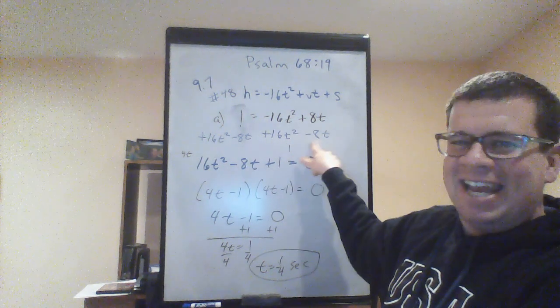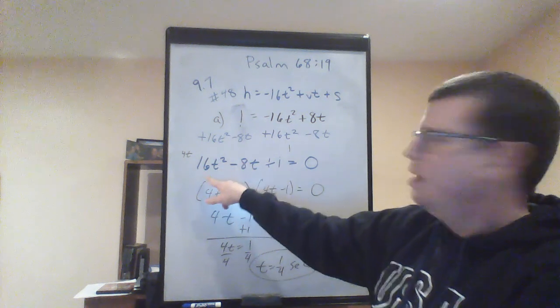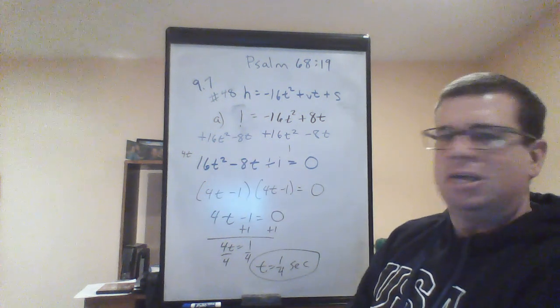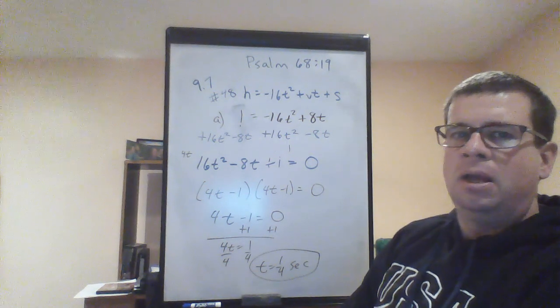And then the other thing, getting this equal to 0 by adding 16t squared to get that over here. Because again, then it's positive. And if my squared thing is positive, it's just a lot easier for me to work with.